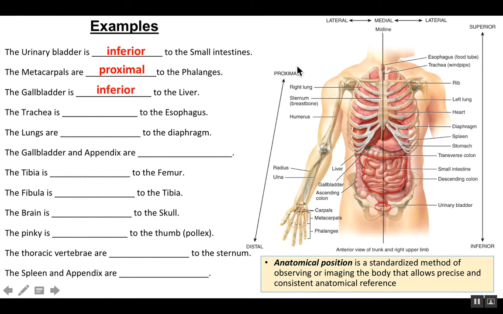Notice that this diagram helps you with these proximal, distal, inferior, superior, medial, and lateral. In the next video, we'll see how well you did.